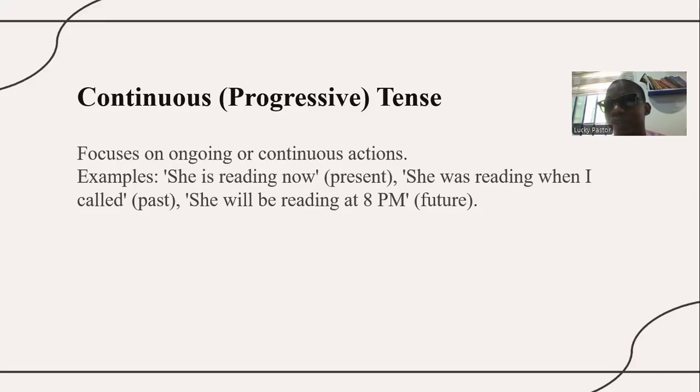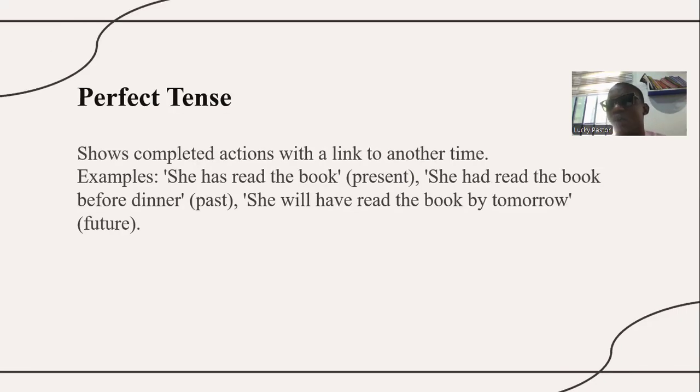That is future, right? She will be reading by 8 p.m. So these are the continuous tense aspects in the different tenses of English, right? Present continuous tense, past continuous tense, and of course, the future continuous tense. Now, let's go to the next aspect.